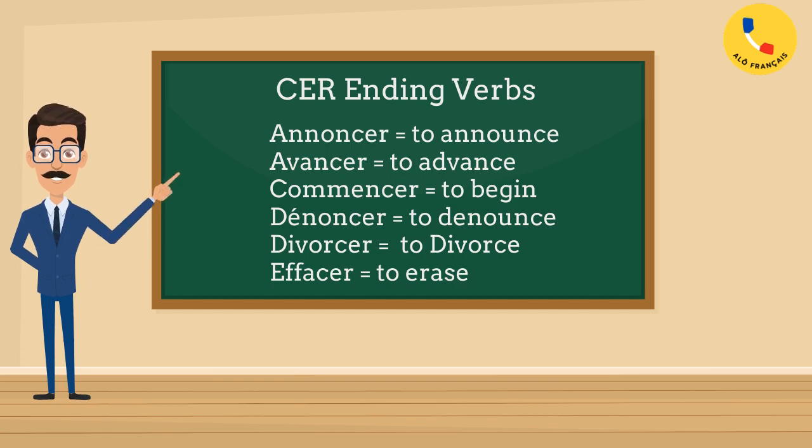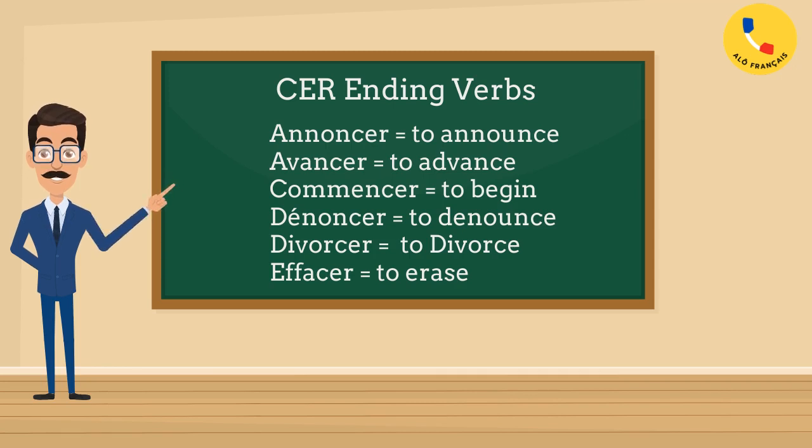So now we can pick up one of these verbs and we can learn how to make the conjugation of the CER ending verbs. As we discussed, it has also the ER, so it will follow more or less the same kind of conjugation as ER. So let us see one of the verbs. So now I am taking one verb, avancer.